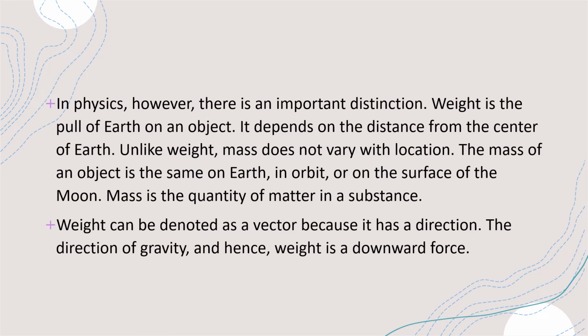In physics, however, there is an important distinction. Weight is the pull of Earth on an object. It depends on the distance from the center of Earth. Unlike weight, mass does not vary with location. The mass of an object is the same on Earth, in orbit, or on the surface of the Moon. Mass is the quantity of matter in a substance. Weight can be denoted as a vector because it has a direction. The direction of gravity, and hence weight, is a downward force.